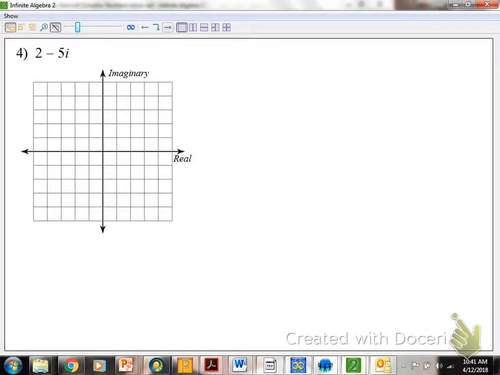2 minus 5i. We want to find the radius, absolute value.